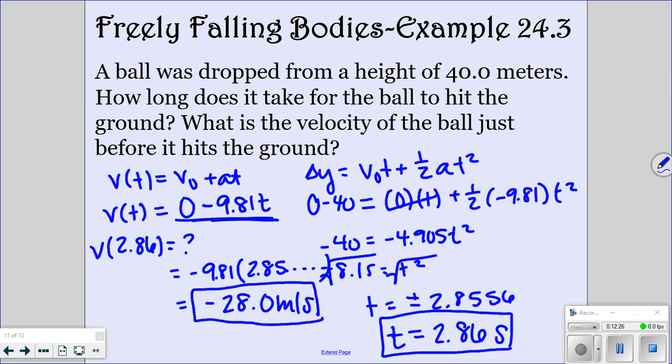They basically always use those two equations, and you just have to plug in the information they give you. And you do have to know if it was dropped, that means a velocity of 0, or if it was thrown up, that means positive. Thrown down, that means negative. You do have to know a little bit about them, but mainly you just use the equations and go from there.